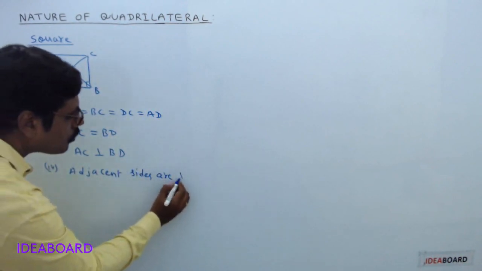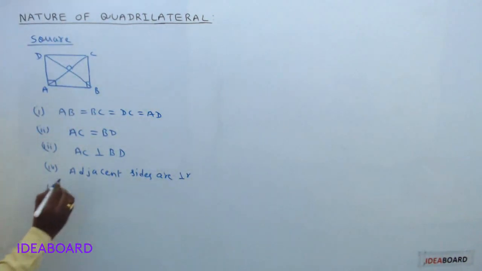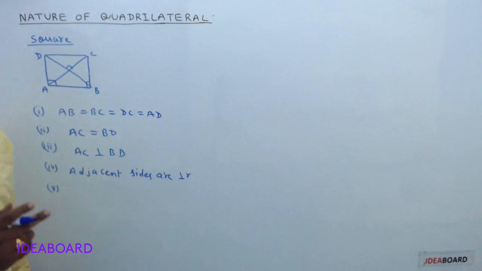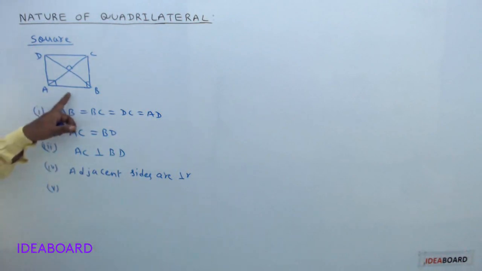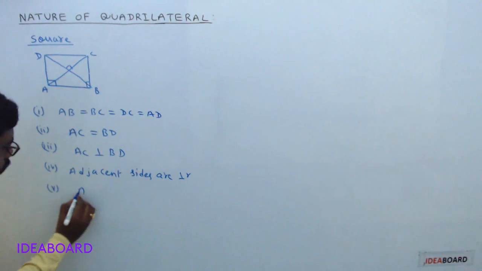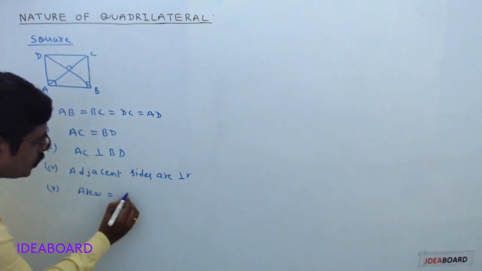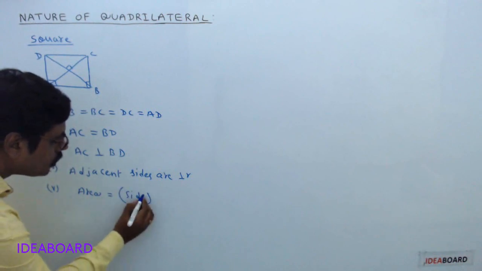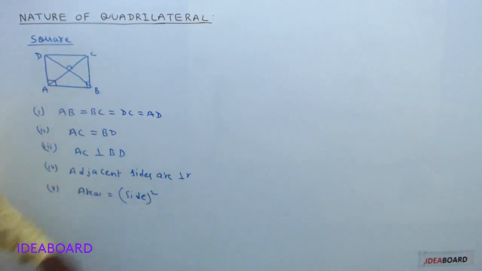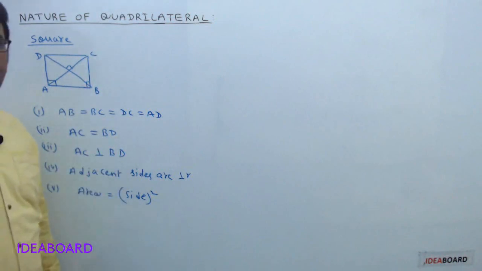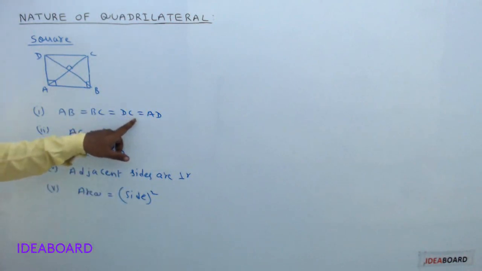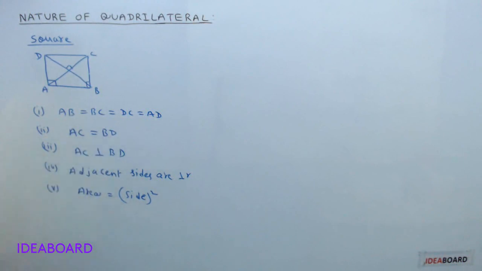Adjacent sides are perpendicular. Then another point in the square, area of square. What is the formula for the area of a square? Area of a square is side square. It means length of the side whole square. So what are the conditions in the square diagram? First, all sides are equal, then diagonals are equal, then diagonals are perpendicular. Next, adjacent sides are perpendicular. Fifth point, area of the square is equal to length of the side whole square.